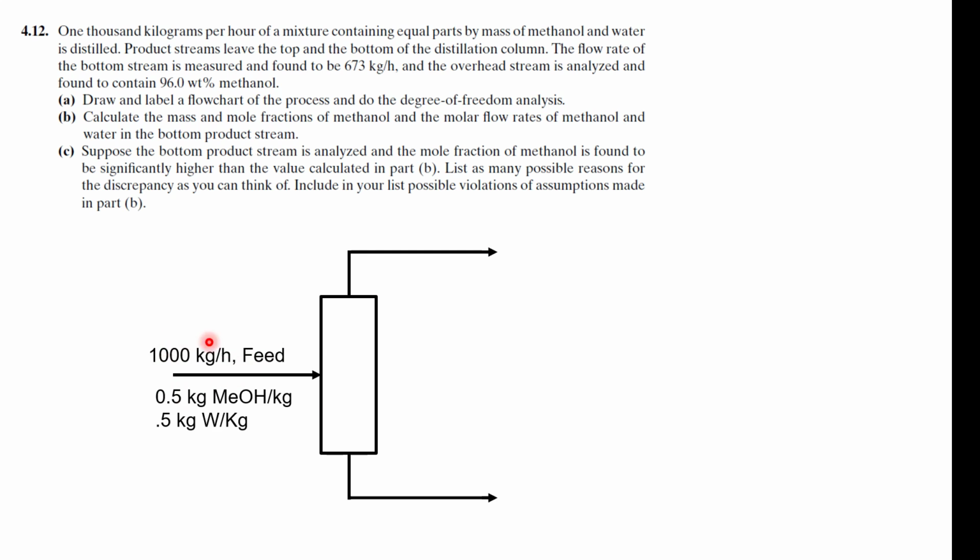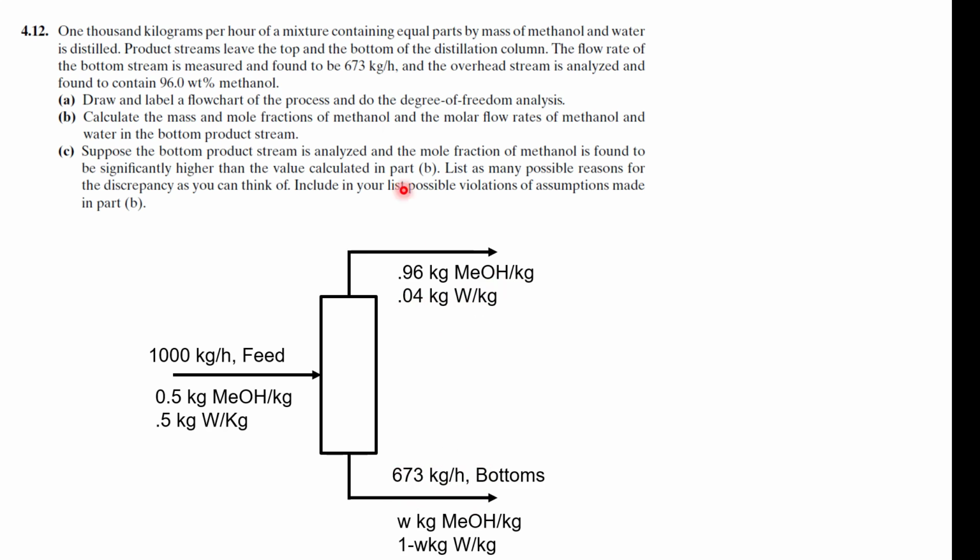Okay, so filling this in, we have 1,000 kilograms per hour, equal parts by mass. So that means we're going to have 0.5 kilograms of methanol per hour. We use MeOH for methanol, and that means also 0.5 kilograms of water, okay, per kilogram. Excuse me, not per hour. And continuing on this, well, let's see what it says here. The overhead stream has 96% by weight of methanol, so that means it's 4% by weight of water. And finally, we have the bottom stream, which tells us that we have 673 kilograms. So we don't have the mass fraction, so I'm going to use W to represent the mass fraction of methanol, and subtracting 1 minus W would give us the mass fraction of water.